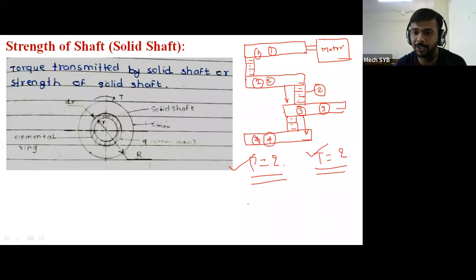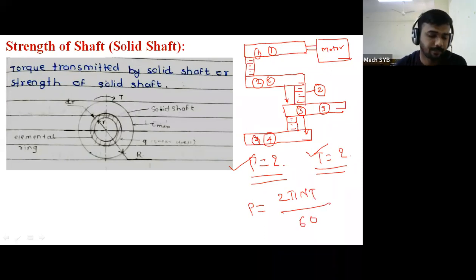And for power transmission, we have the formula P is equal to 2 pi N T divided by 60. This is the power formula. Keep in mind, P is equal to 2 pi N T upon 60. जर त्या शाफ्टचा जर आपल्याला टॉर्क माहित असेल, तो किती स्पीडने फिरतो हे जर माहित असेल, तर त्या शाफ्टची आपण किती पॉवर ट्रान्समिट करतोय, that also we are going to calculate.